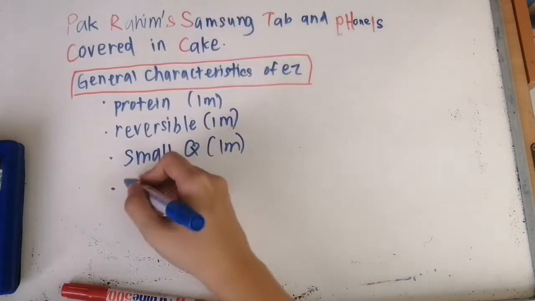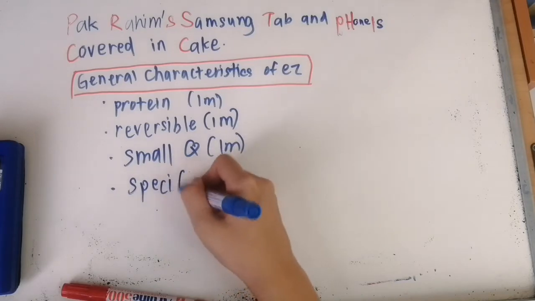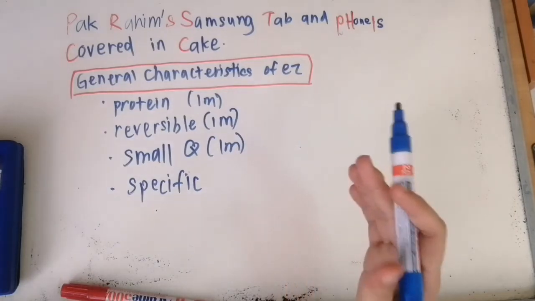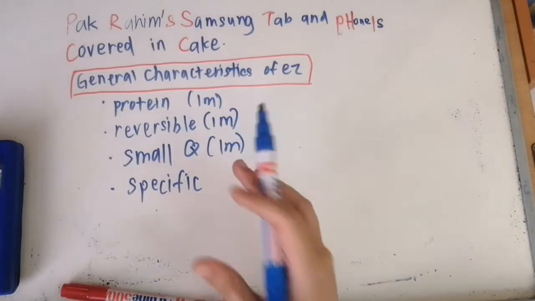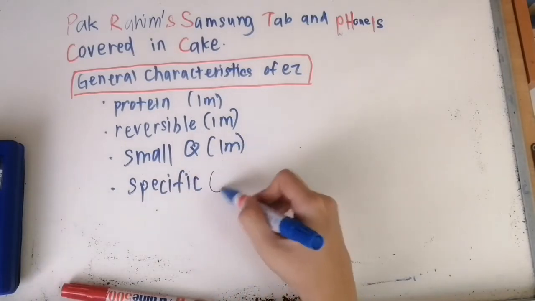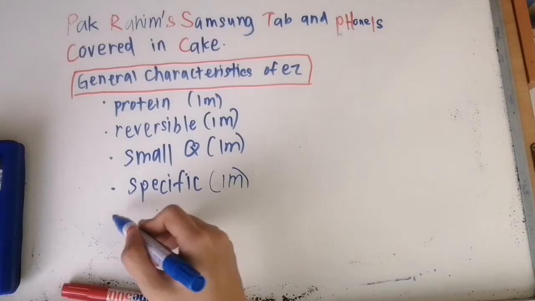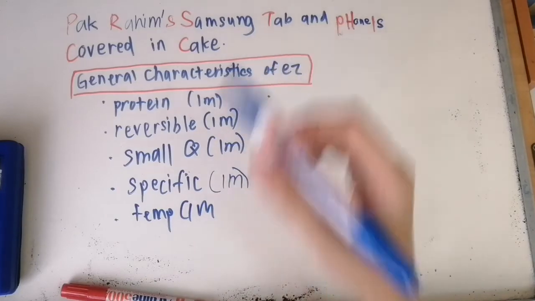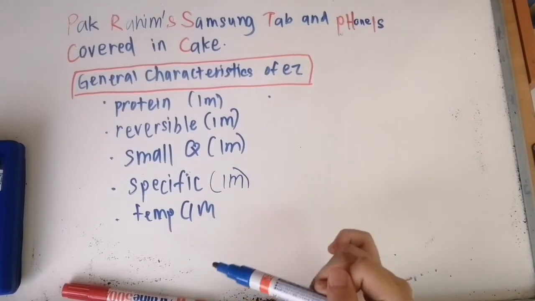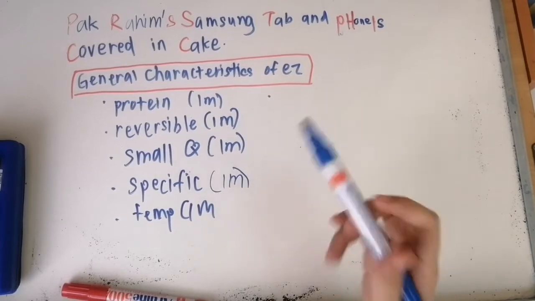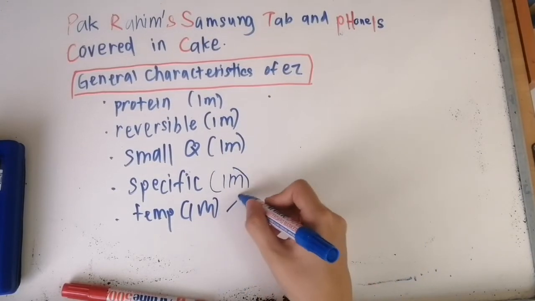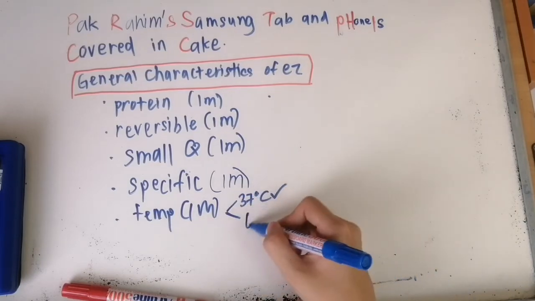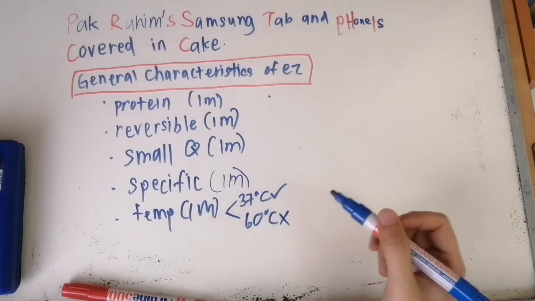The S in this stands for specific. So the enzyme action is actually very specific, and it only works for one kind of substrate only. For example, amylase breaks down starch. And then T, temperature. So the explanation for this is enzymes work best at a certain temperature, usually at body temperature, 37 degrees Celsius. And it will be denatured at high temperature, at about 60 degrees Celsius. The enzyme will be denatured.